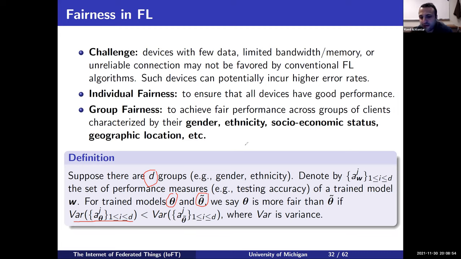So let me try to explain it in simpler terms. You can think about it this way. We have two estimates, theta and theta prime. Basically, this is the distribution of the predictive performance, let's say mean squared error. Whereas for theta prime, the distribution is more concentrated, it has smaller variance. So for different groups or for different individuals, the predictive performance is closer to each other, the variance is smaller. So this estimate is considered to be a more fair estimate.